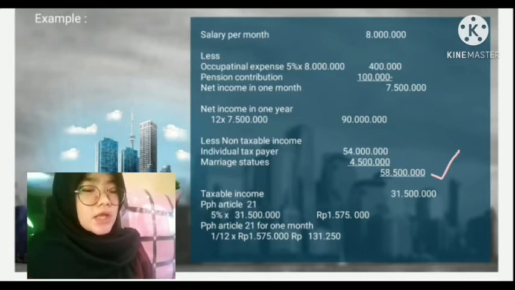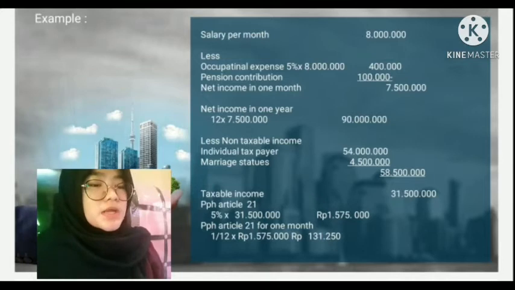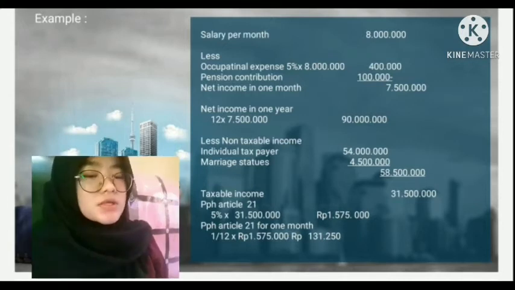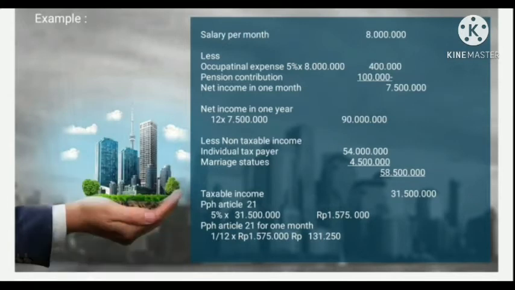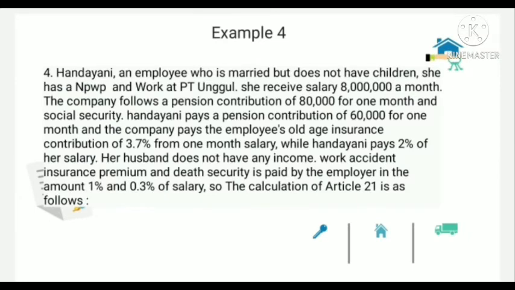Taxable income, we have to multiply by 5%. For 1 year, we have to calculate PPh Article 21 for 1 month, and we have to divide by 12 months. Finally, we get 131,250 rupiah. Okay, let's move to example 4.